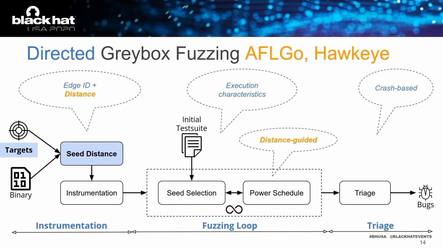So now, if we look at directed gray box fuzzing, it's mostly the same. You have an additional input, which is the target, and one additional component, which is the seed distance, meaning the distance between the execution of an input and the target you want to reach. Once you have that, it basically follows the same architecture, except that typically some parts of the architecture will take the distance into account. For example, the power schedule.